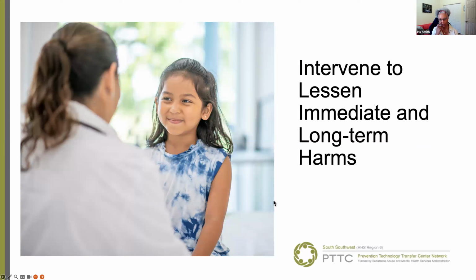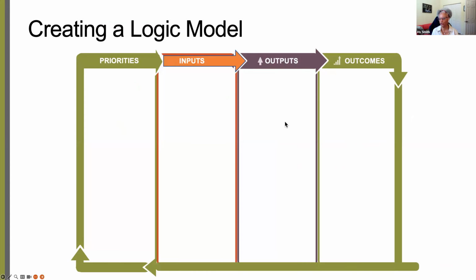Well, let's just take one of those. I chose the intervene to lessen immediate and long-term harm. So that's going to be the strategy that we're going to focus on for our prevention planning in this hypothetical example. So here's your logic model template. And again, you have a handout that's available to you, which you can follow along if you'd like to in terms of building that logic model.